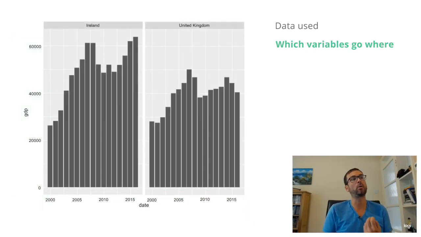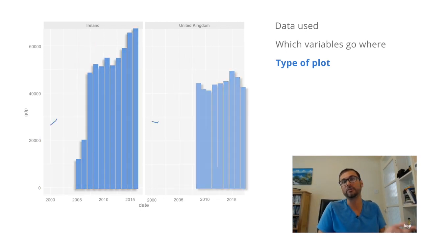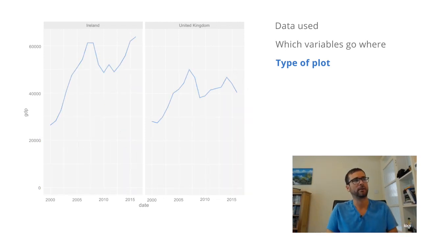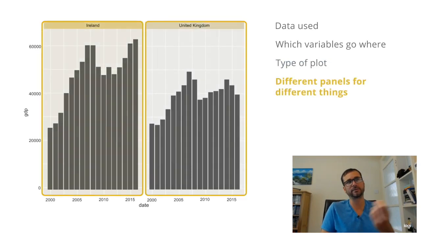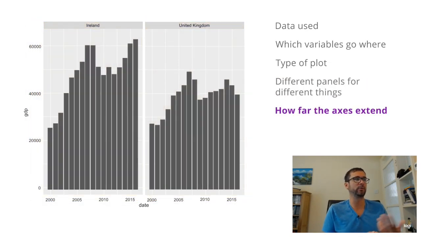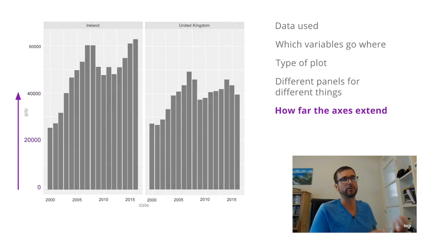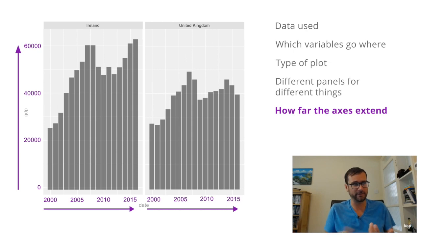Then we're thinking about, okay, how are we plotting them? In this case, we're using these different bars to represent the GDP values. Previously, we used a line to show the trend. Here we've also got different panels for different groups. We've got Ireland on the left and the United Kingdom on the right. We've also got how far the axes are extending. So on the y-axis, we've got it going from 0 to about 70,000, and the x-axis from 2000 up to 2016.